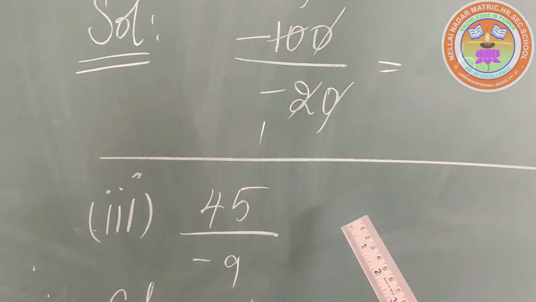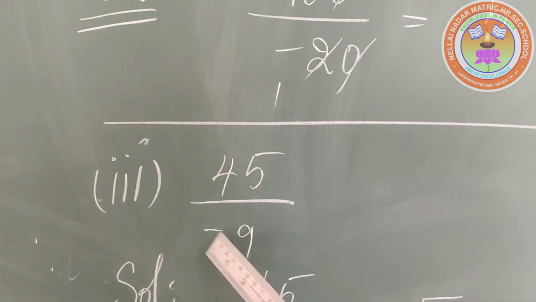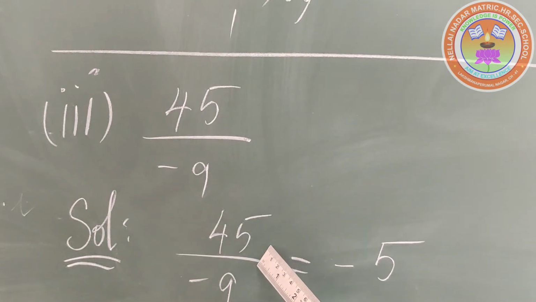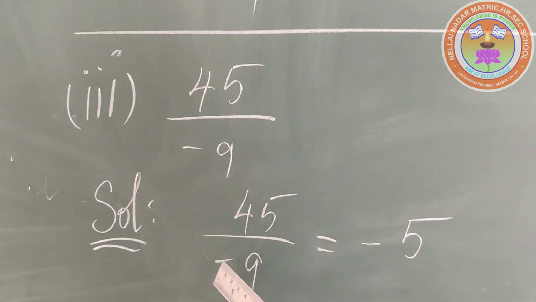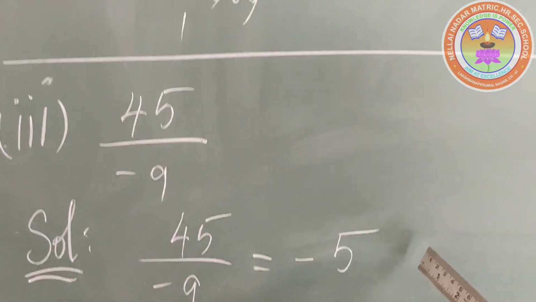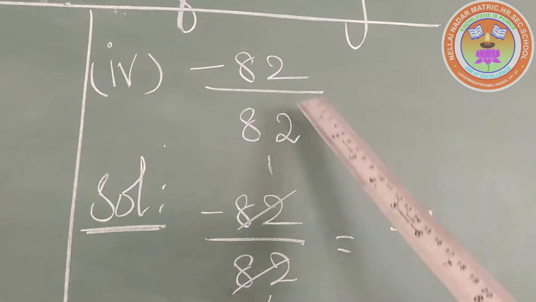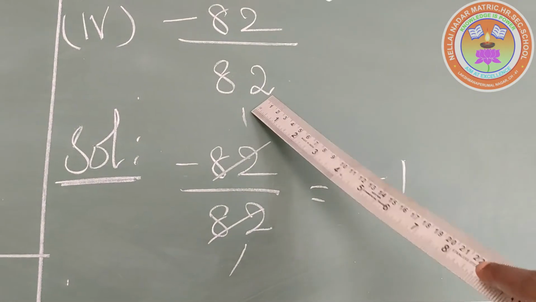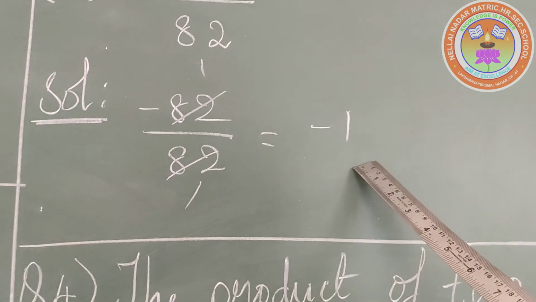Okay. Now third one, 45 divided by minus 9. Now in 9 tables how many times 45 will come? 5 times. So 5 by 1. There is minus, so it is 5 by minus 1, that is minus 5. Understood children? Next, minus 82 by 82. Both the numbers are same, so using 82 tables it is 1 time here, 1 time here. So balance minus 1 is there. So minus 1 is the answer.